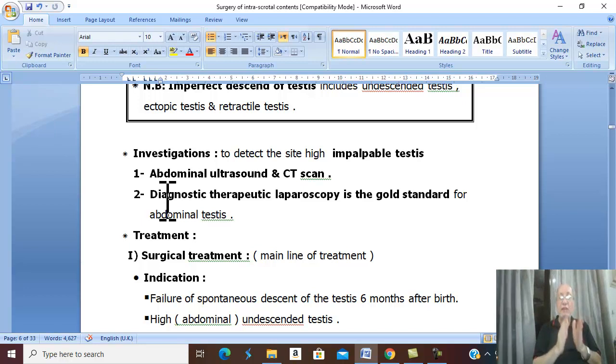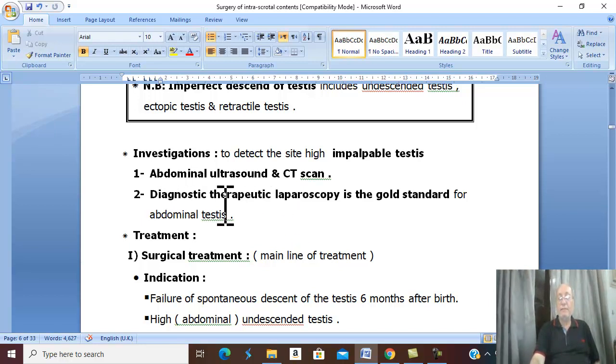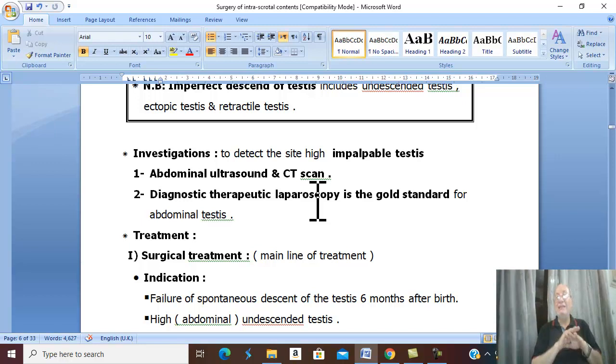And once you see the testis and diagnose the site of the testis, continue as operation for descent and the fixation of the testis. Therefore, laparoscopy in this case will be diagnostic therapeutic laparoscopy. This is the golden rule in treatment and investigation for abdominal testis.